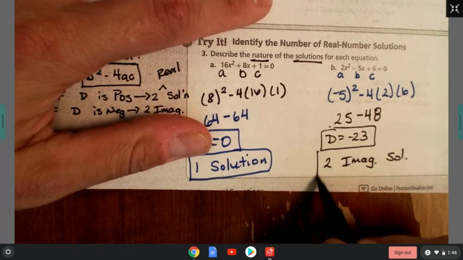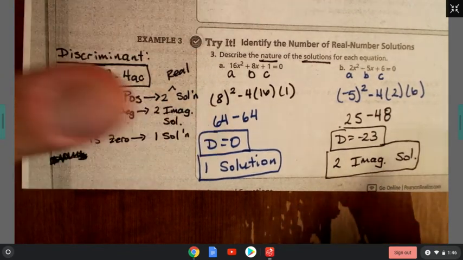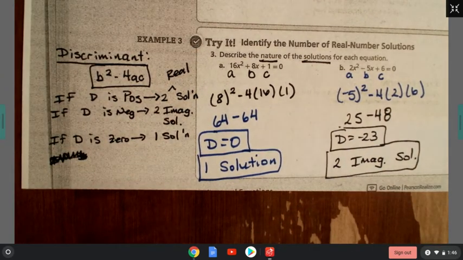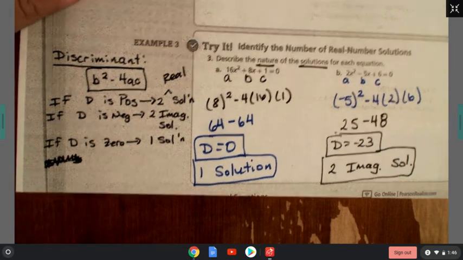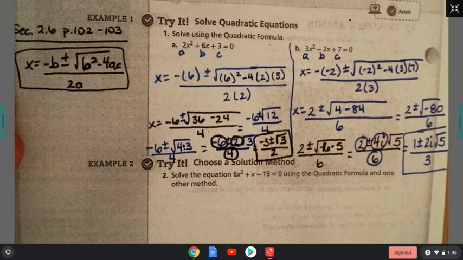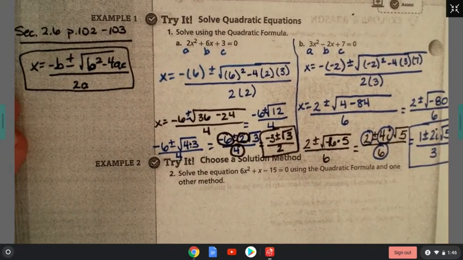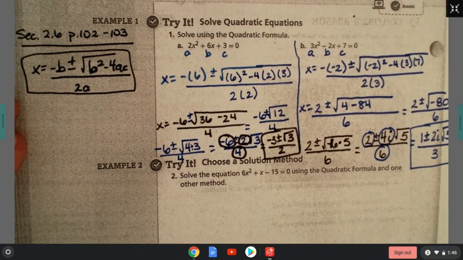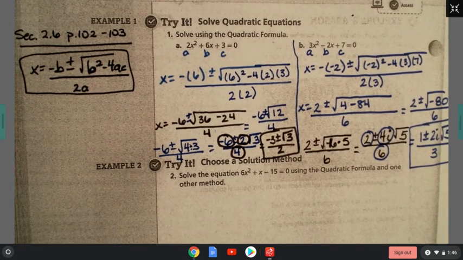Two imaginary solutions. All right, so that is the quadratic formula and the discriminant. I'm going to be honest with you, this is probably my favorite way to do them besides factoring, right? If I can't factor, I usually jump right to this. I don't do completing the square. It's not my favorite. I prefer to do this method over completing the square. This one makes a whole lot more sense to me than crazy completing the square.